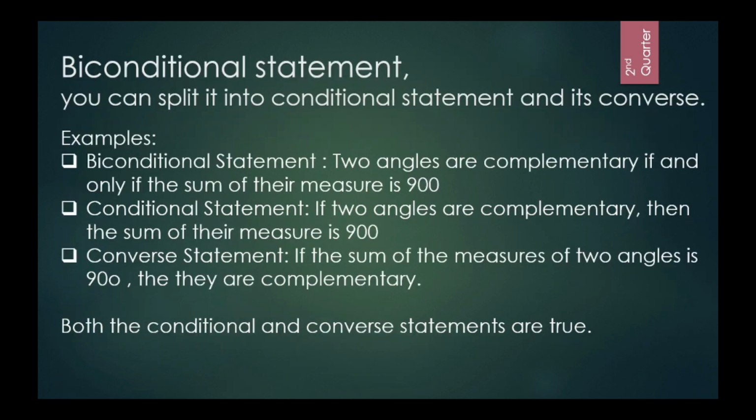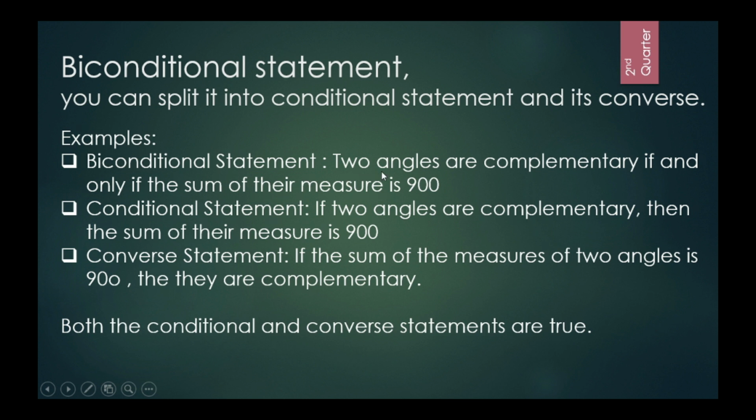We have another set of example here. So, biconditional statement, you can split it into conditional statement and its converse, no? So, ibig sabihin nito, kung may biconditional ka na, pwede mo namang baliktarin. Given ang biconditional, then you are going to write the conditional and then the converse. So, let us have here an example of biconditional. Ito, ang given dito, biconditional. Two angles are complementary if and only if the sum of their measure is 90 degrees. So, kung mapapansin nyo, gumamit na tayo ng if and only if kasi nga, ang given natin ay biconditional.